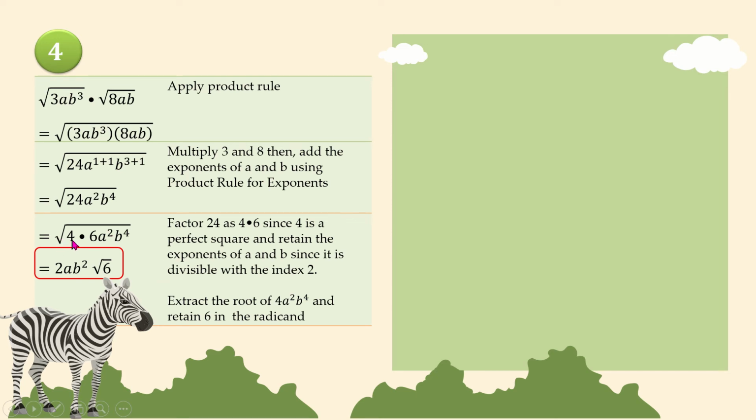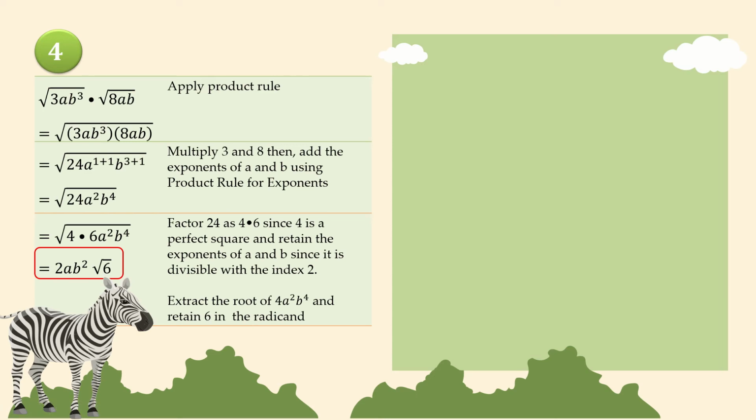So, therefore, the square root of 4 is 2, outside. Leave the 6. A squared, 2 divided by the imaginary index 2 is 1. B exponent 4 divided by index 2, 4 divided by 2 is 2. So b squared. What remains is the square root of 6. So that is our final answer, the red box. After extracting the root of 4a squared b to the fourth, we retain 6 inside the radical symbol. So 6 there stands for the radicand. So that ends our case number 1.